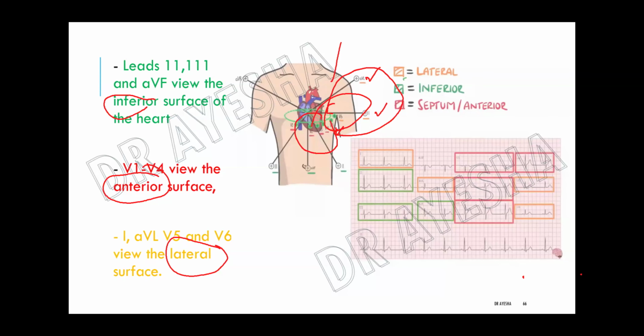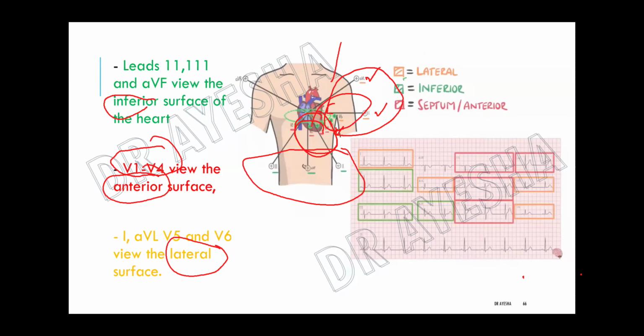This is from V1 to V4, the anteriorly placed precordial leads, the chest leads. From V1 to V4, they are looking at the heart from the anterior side. But these three leads, which are placed inferiorly, 2, 3, and AVF, are looking at the heart from the inferior surface.